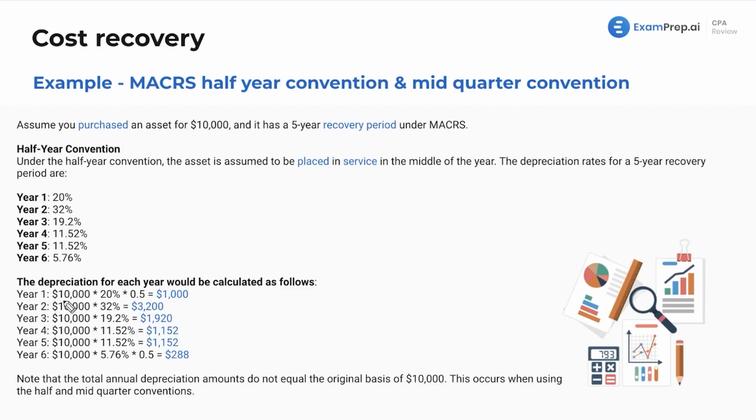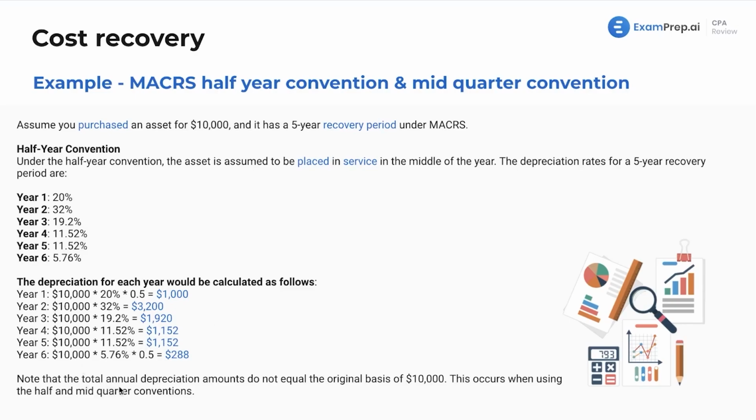But we also see that in the first year, since it's treated as if it was placed into service in the middle of the year, we're going to have to do times 0.5 or divide by 2, just keeping a note there. So this is a 5-year life, but we are doing half of a year in year 1, half of a year in year 6. So good examples for mathematical numerical examples.